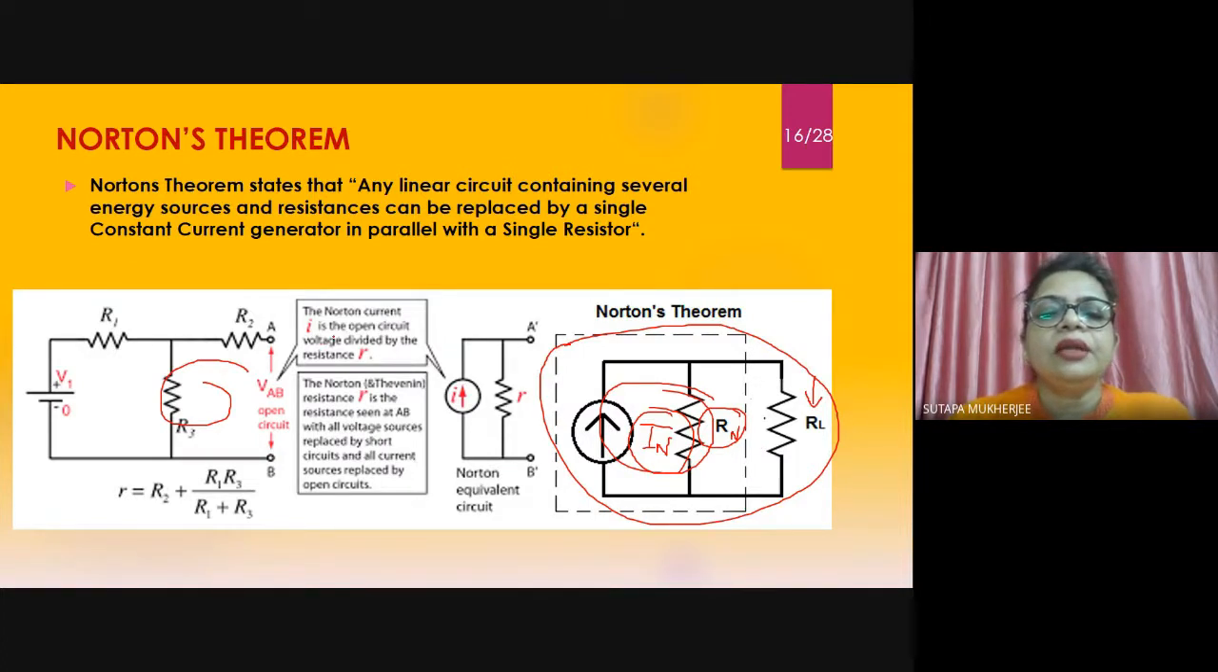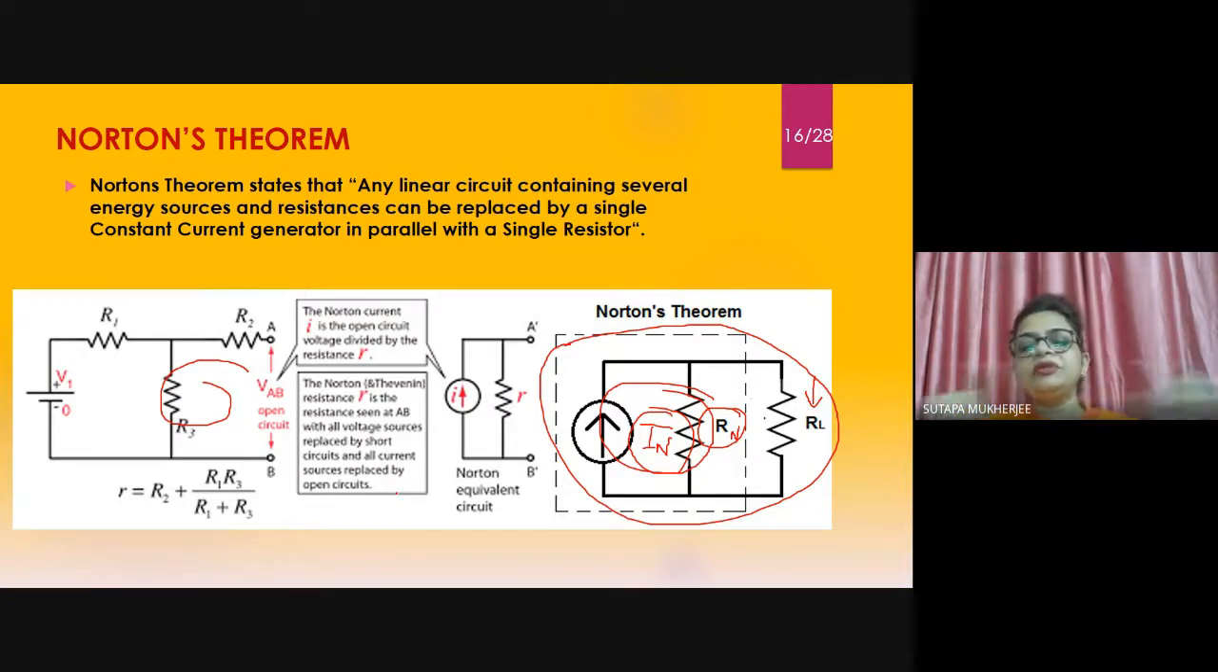The Norton current is basically the open circuit voltage divided by the resistance. And the Norton and Thevenin resistance is the resistance seen at AB with all voltage sources replaced by short circuits and all current sources replaced by open circuits. It is clear. Yes, ma'am.